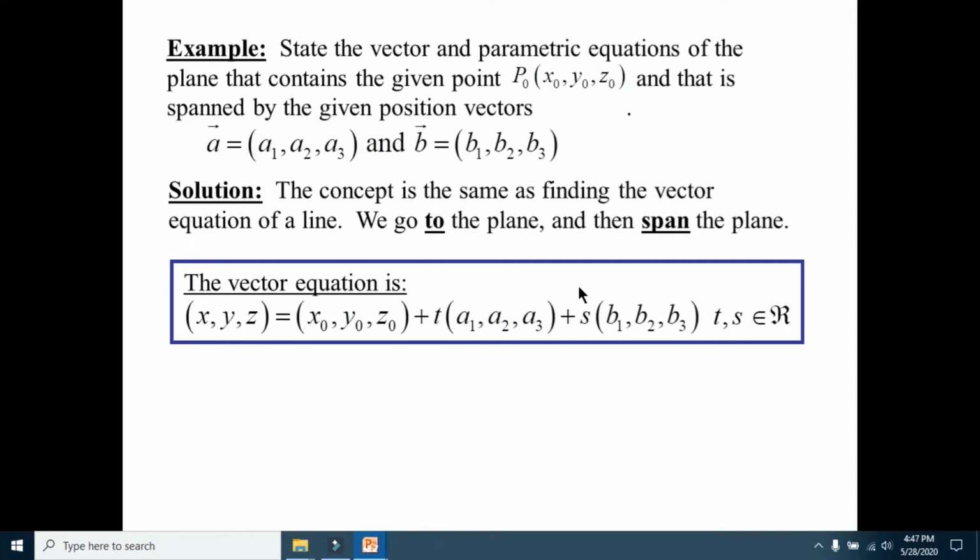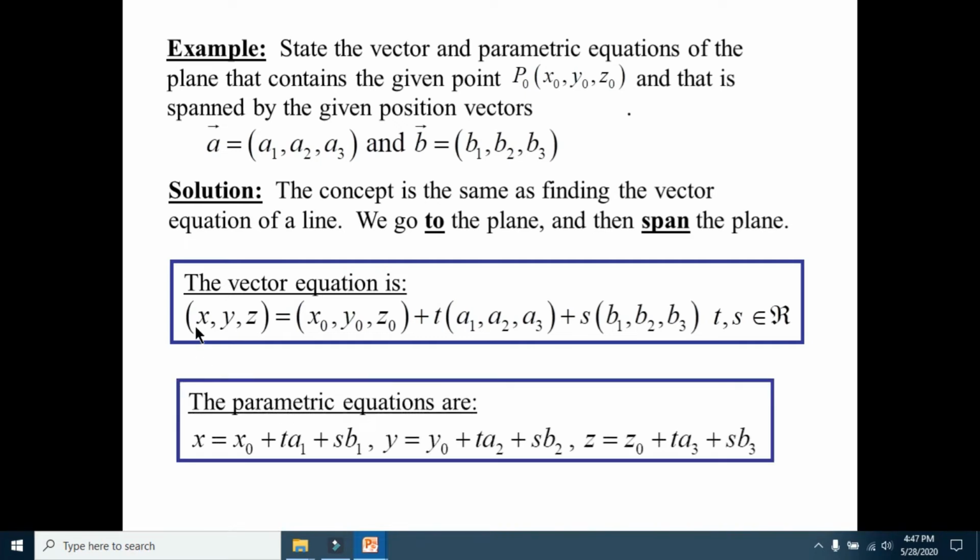And from this is derived the parametric equations. x will always be x naught plus some multiple of a1 plus some multiple of b1. y will be y naught plus t a2 plus s b2, because y is the second coordinate. z will be the z naught coordinate plus t times a3 plus s times b3, because that's the third coordinate.